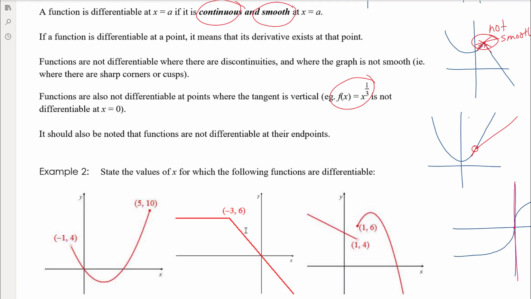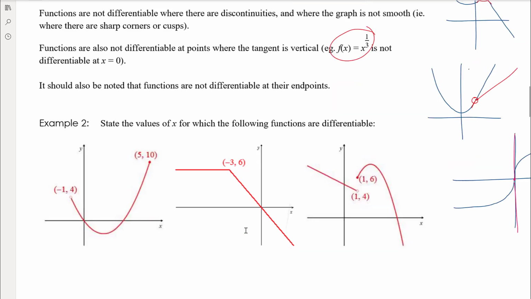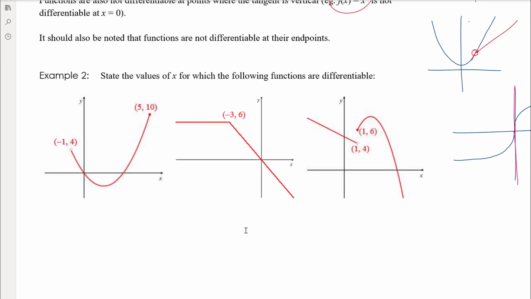It should also be noted that functions are not differentiable at their endpoints, and that's just because they're not continuous at their endpoints, so you can't calculate gradient at an endpoint. Okay, let's answer these questions. Apologies, these graphs have printed a little blurry, but we can see what we need.